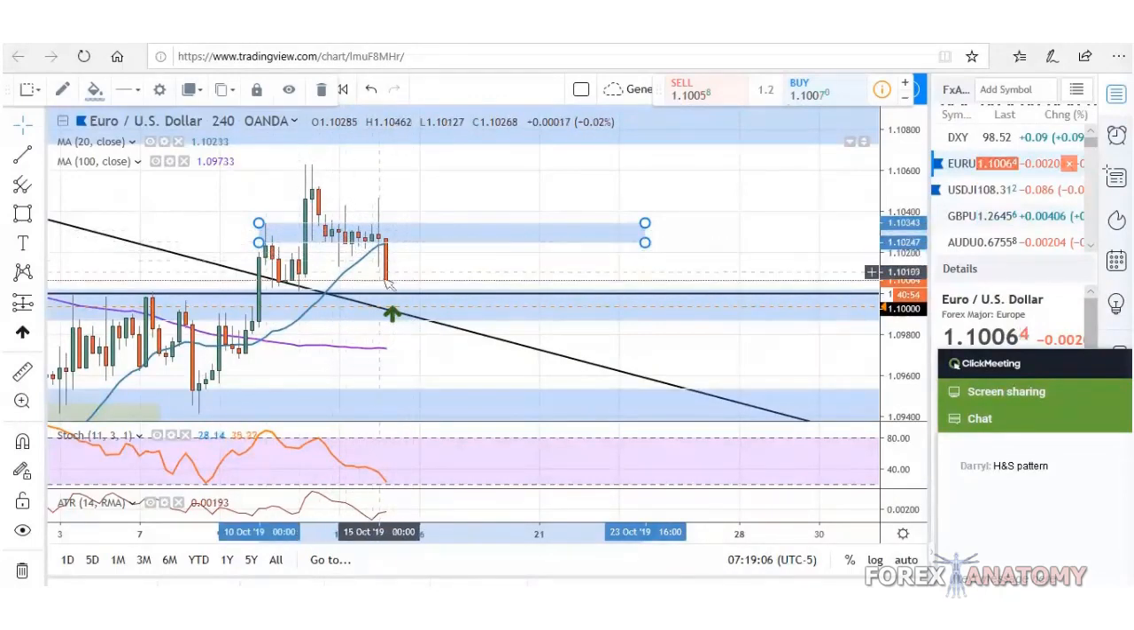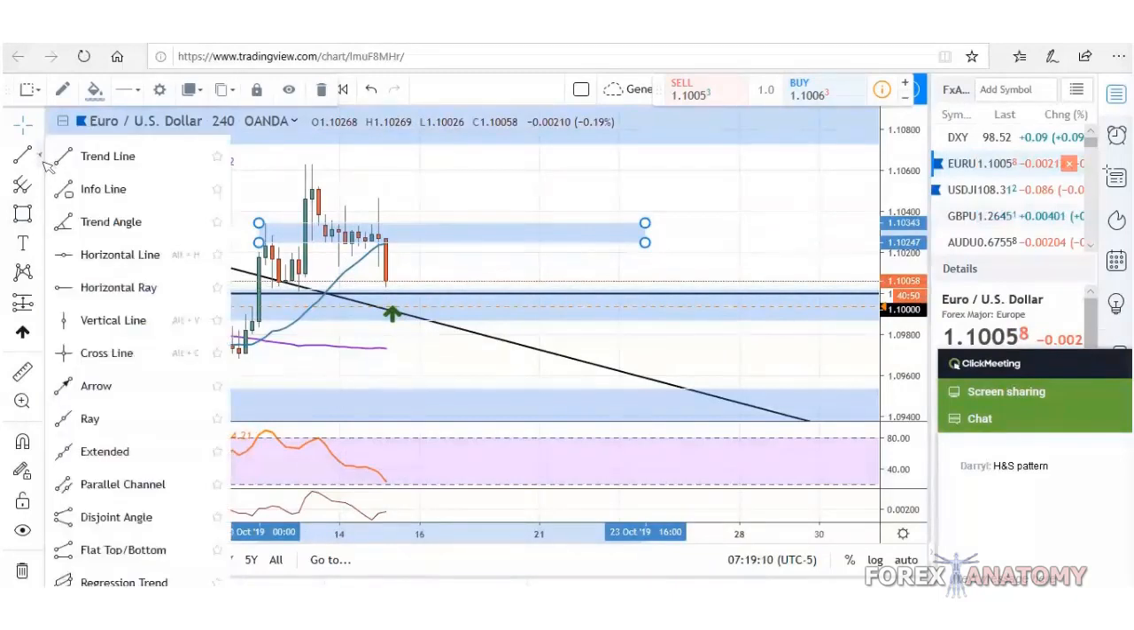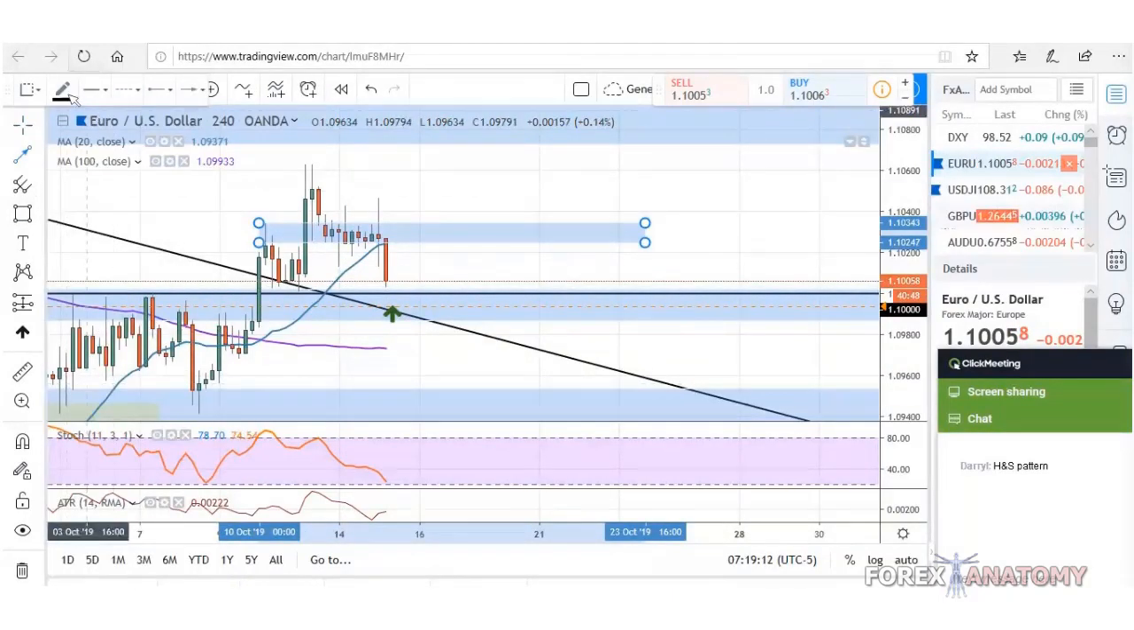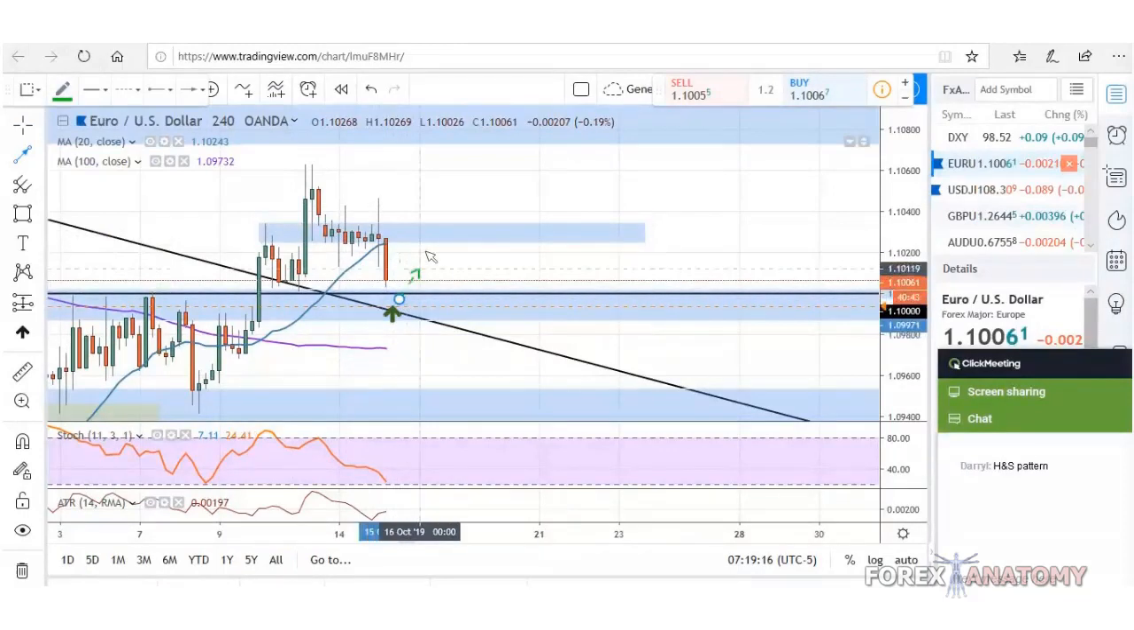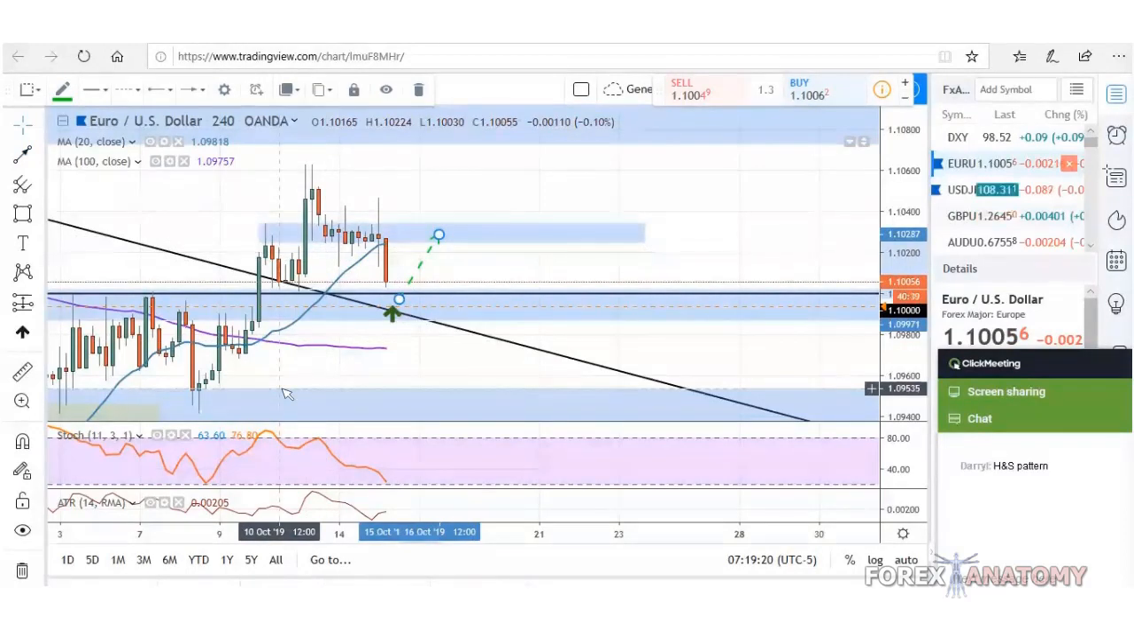So then there's a likelihood that if we do get a bounce from this zone, we could see price move up to this area of support or structure right around here. So then that's what I'm looking at right now for the Euro USD. Something like that to take place, and it may give us an opportunity to trade lower if we see bearish confirmation up into this zone.